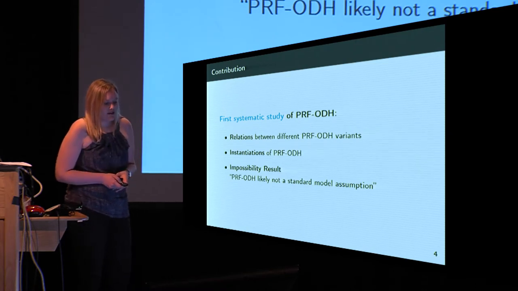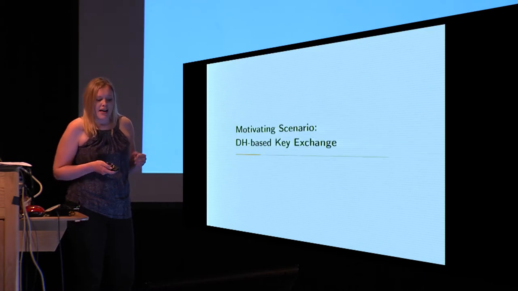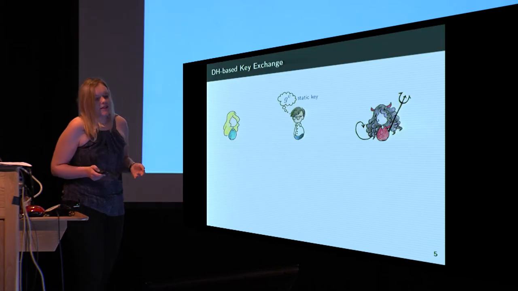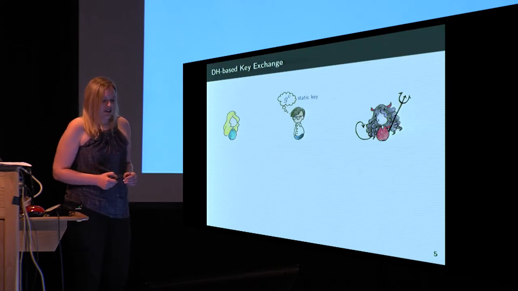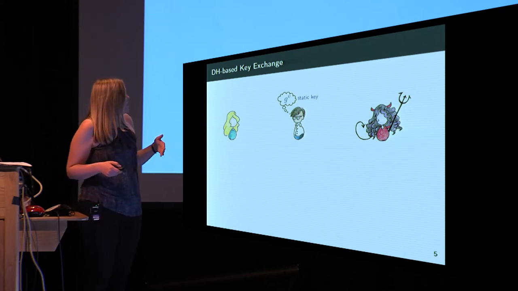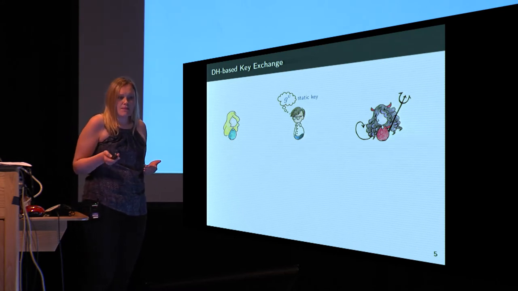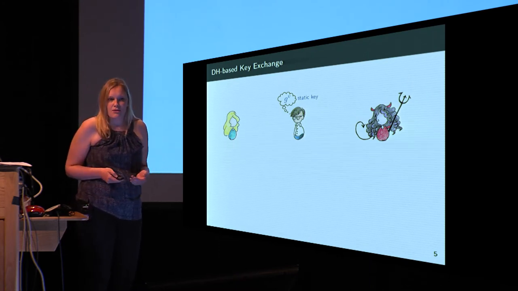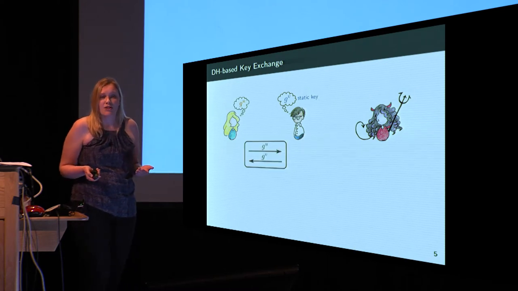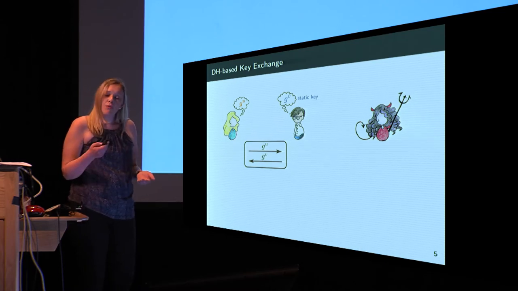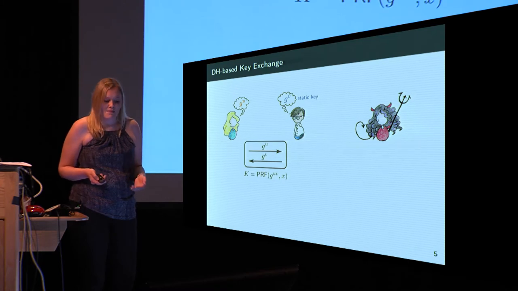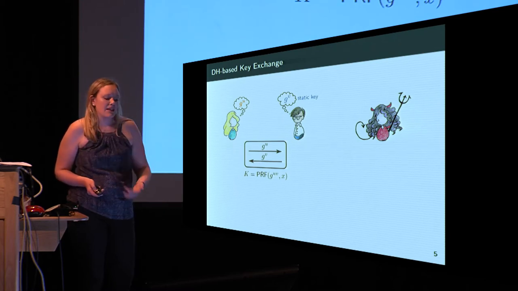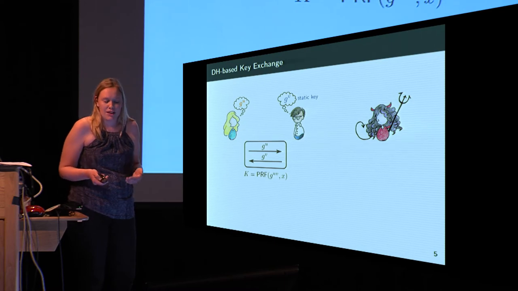But before we come to our contributions, I would like to show you how PRF ODH comes up in Diffie-Hellman-based key exchange. Let's look at a simplified execution of a Diffie-Hellman-based key exchange. We have our server Bob here, and Bob holds a, say, static key g to the v. So g to the v is Bob's public key, and v is the corresponding secret key. Static means that it's a long-term key, so Bob will reuse this key whenever he's talking to clients. For example, Alice could initiate a key exchange with Bob and send over her public key g to the u, and receive g to the v from Bob. Then they both derive a session key by first computing the shared Diffie-Hellman value, g to the uv, and then keying a PRF with this on some label x, which may, for example, be the transcript of the key exchange. Then they have a session key which they can use to encrypt communications.